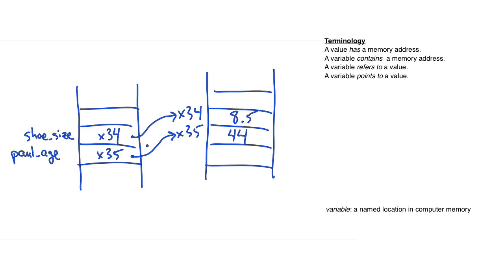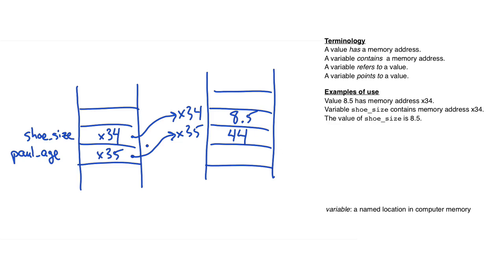Here are some examples of how we use this terminology. Value 8.5 has memory address X34. Variable shoe size contains memory address X34. The value of shoe size is 8.5. Shoe size refers to value 8.5. Shoe size points to value 8.5.